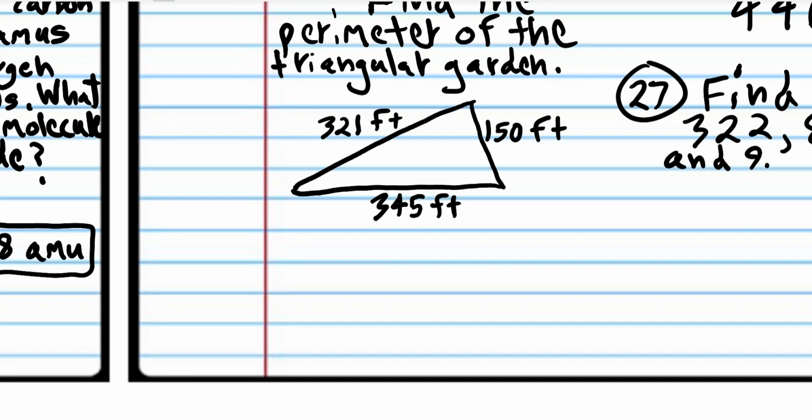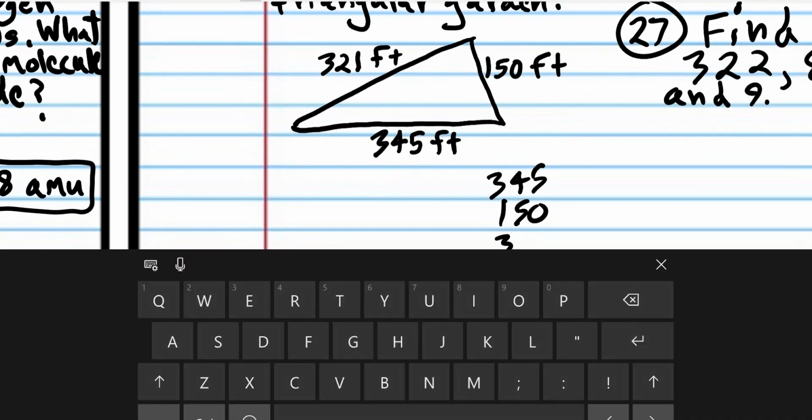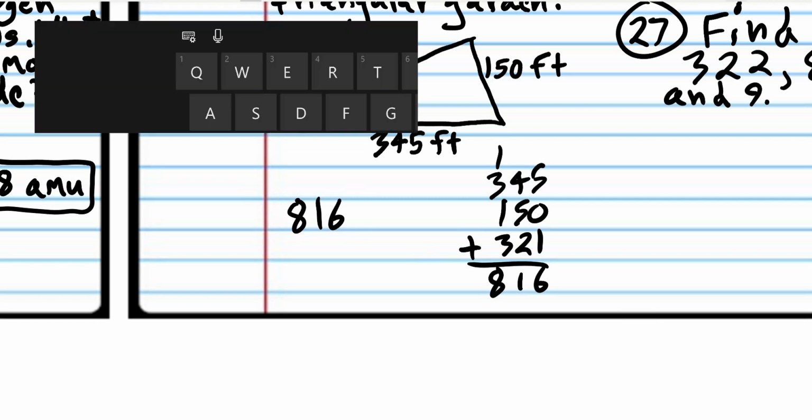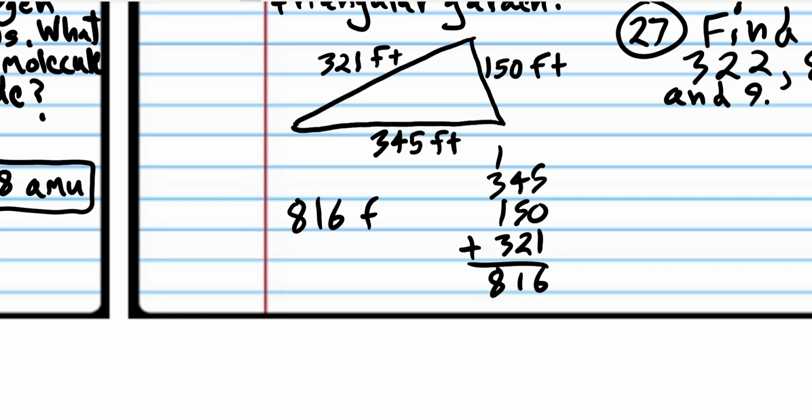All right, we're back. 345 plus 150 plus 321. Add them up. 5 plus 0 plus 1 is 6. 2 plus 5 is 7, and so on. 816. Now that's our answer, right? Wrong. That's not our answer. We have to write 816 feet. And feet is notated FT.